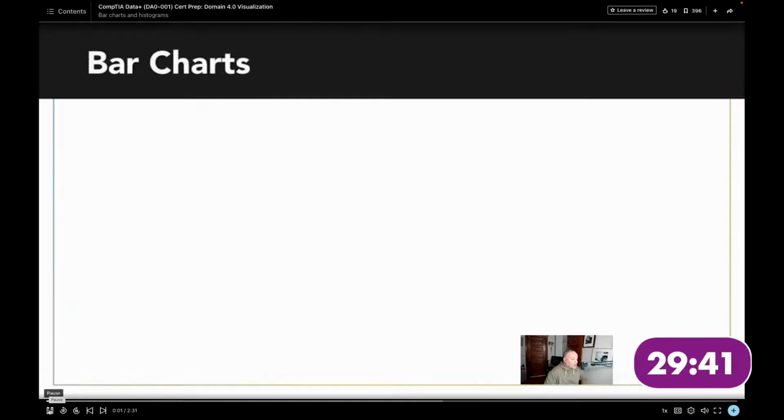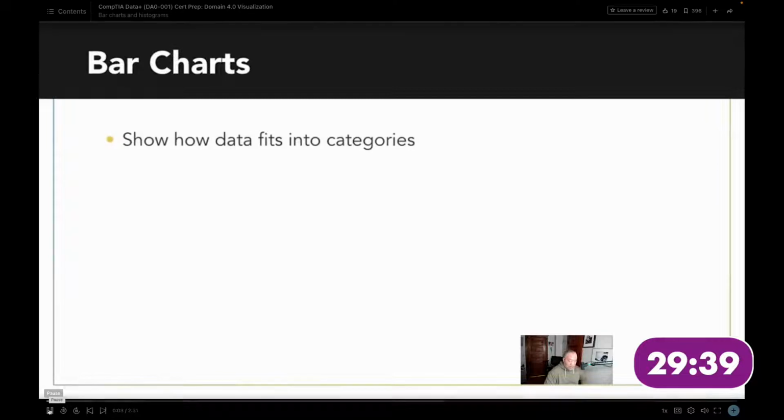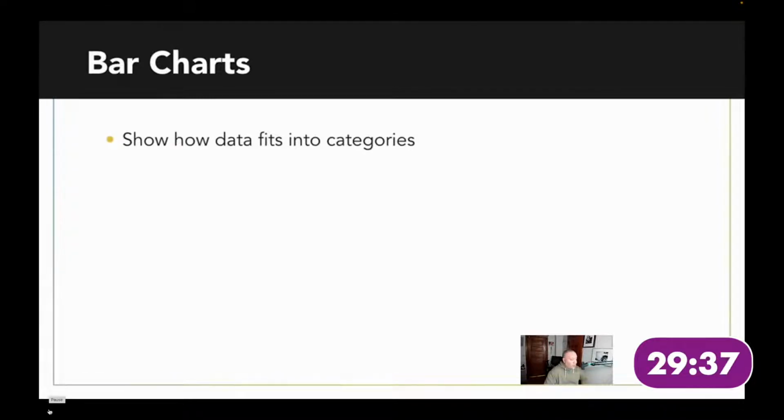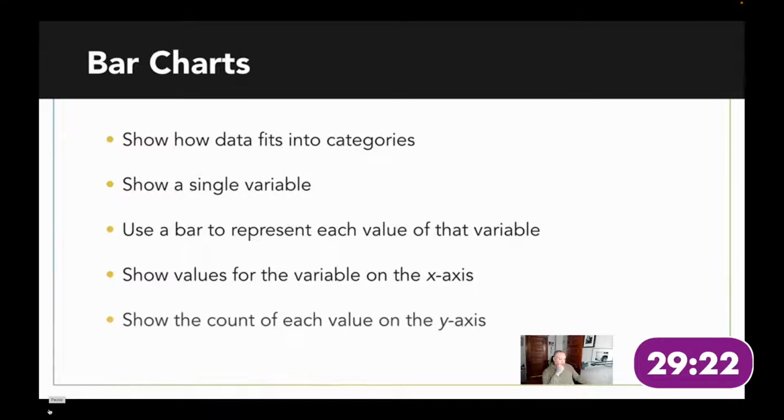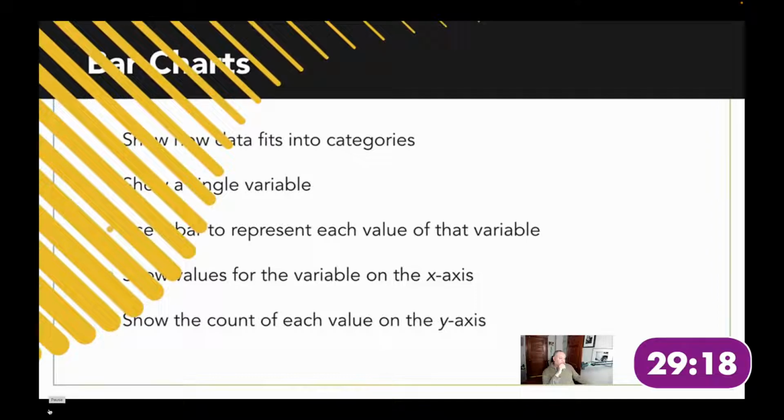Bar charts are another common visualization tool that we use to show how data fits into different categories. Like pie charts, basic bar charts show a single variable and then use different bars to represent each possible value of that variable. They're usually different colors too. The x axis of a bar chart contains all of the possible values for the variable, and the y axis is the count of the number of instances of each value.